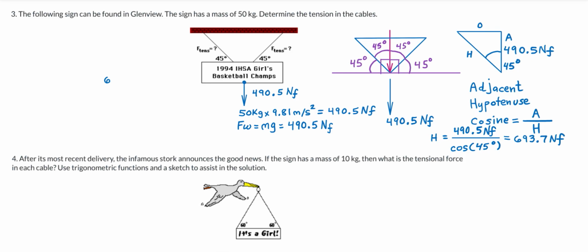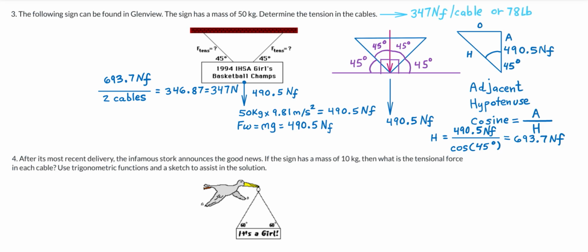So we get 693.7 newtons of force total divided into two cables. So each cable has 346.87. We'll round it to 347 newtons of force, which is equal to 78 pounds force per cable, or 347 newtons force per cable.